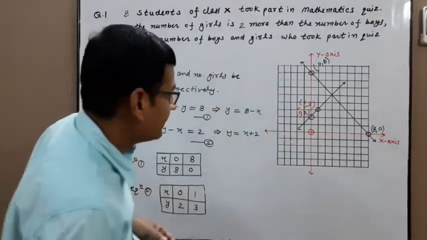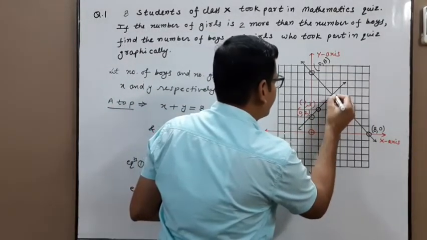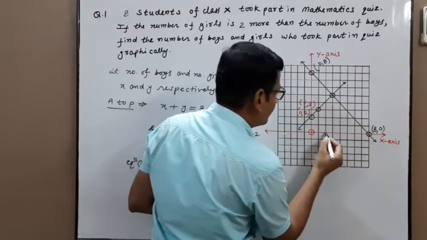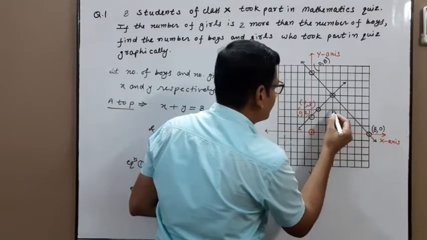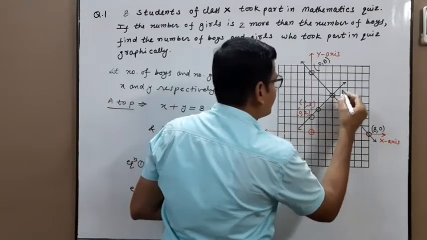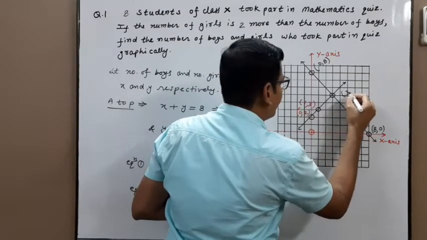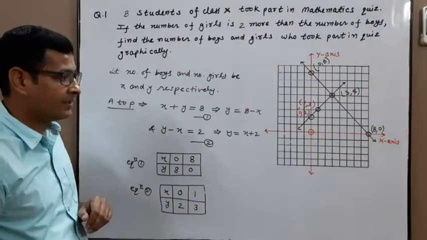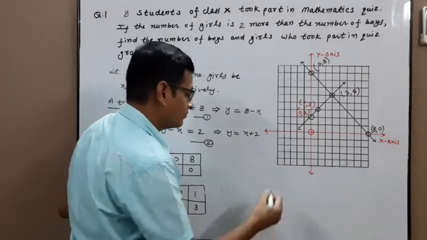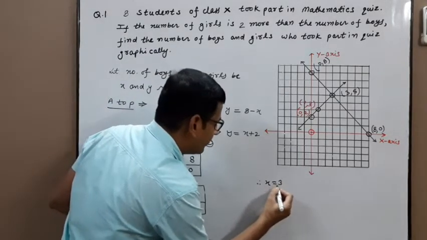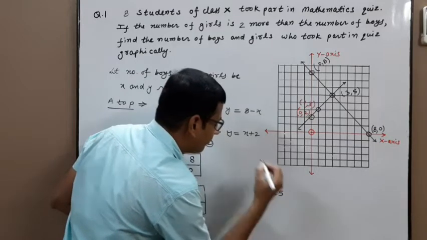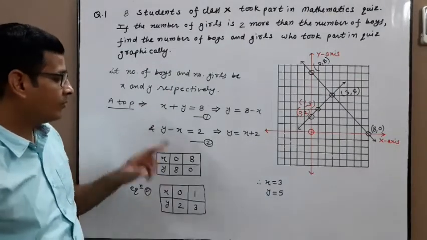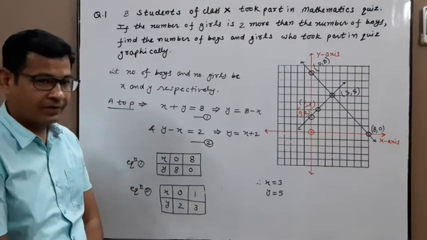Both lines intersect at that point. At that point, tell me the coordinates of x and y. So the coordinate of this point is (3, 5), which means the value of x is 3 and the value of y is 5. So x equal to 3 and y equal to 5 because both lines intersect at point (3, 5). So the number of boys equal to 3 and the number of girls equal to 5.